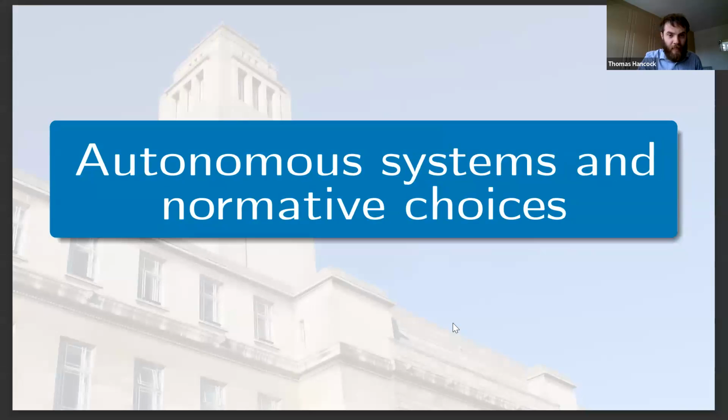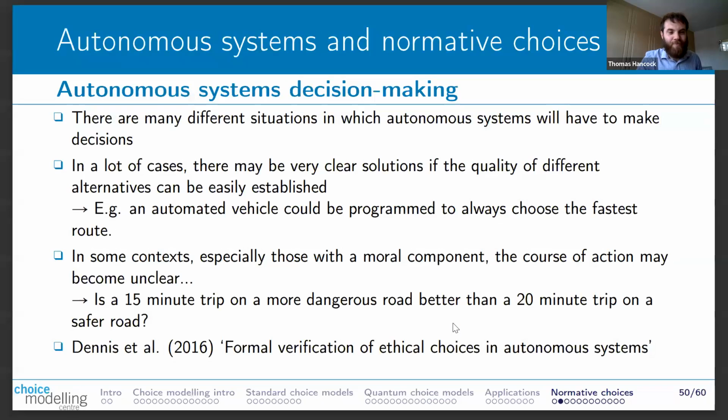I'm just going to talk for the last 5-10 minutes about autonomous systems and normative choices. So, how might choice modeling help machines make choices? There are going to be many different situations in which autonomous systems will have to make choices. In a lot of cases, there might be very clear solutions if the quality of different alternatives can be easily established. For example, if you're using your sat-nav, your vehicle is going to choose which way to go based on which way is quickest, and you could program an automated vehicle to simply choose the fastest route.